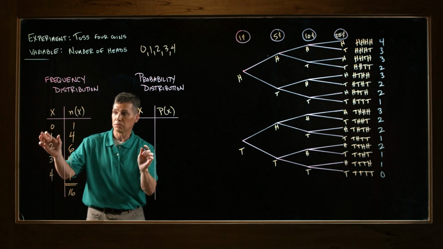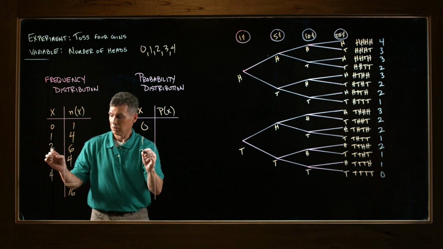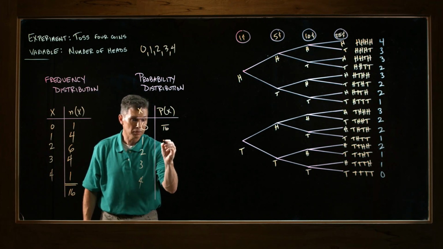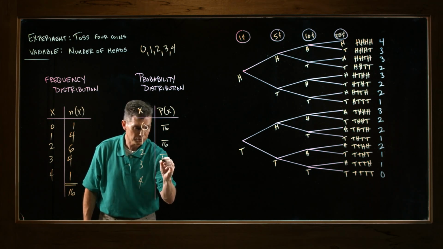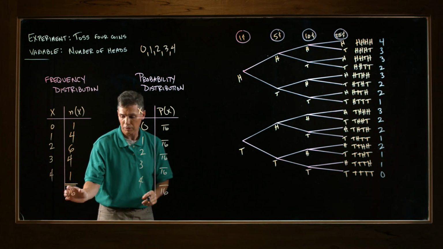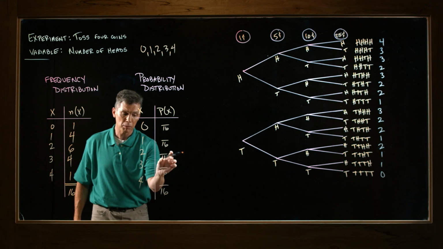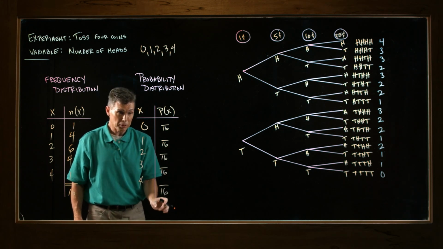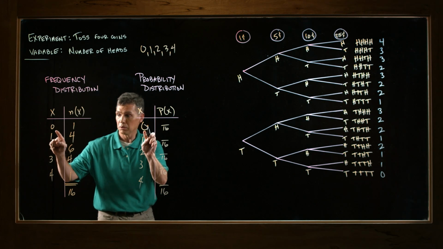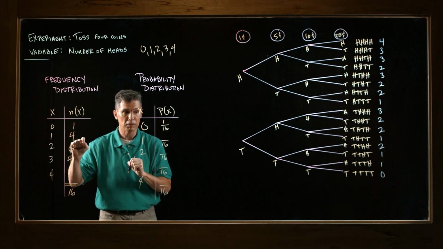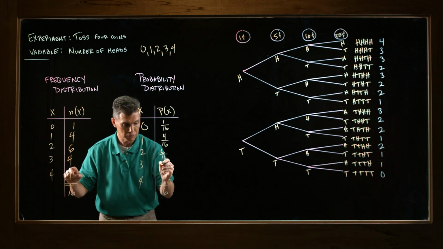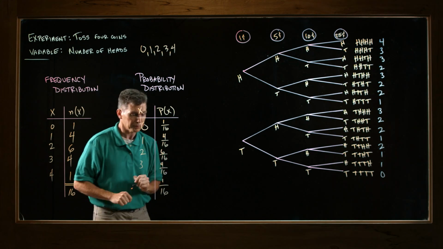So each of these values of x will have a denominator of 16. I grab that 16 and put it as the denominator of each of these. For the numerator, you're now just grabbing the actual frequency that corresponds. So 0 had a frequency of 1. That's now my numerator. 4, 6, 4, and 1.